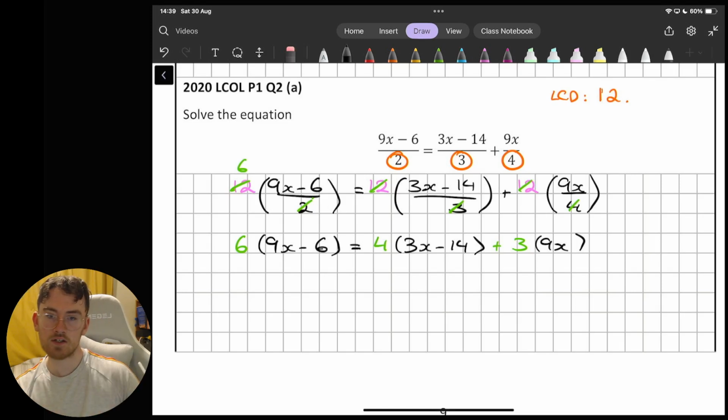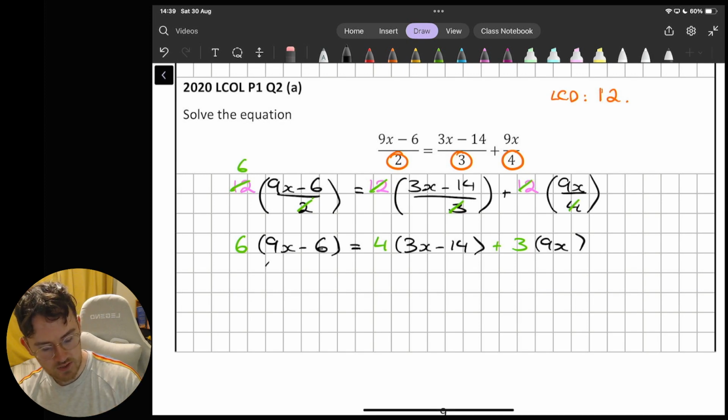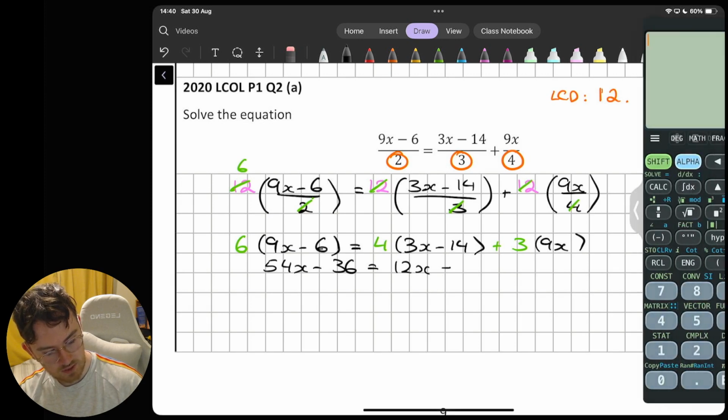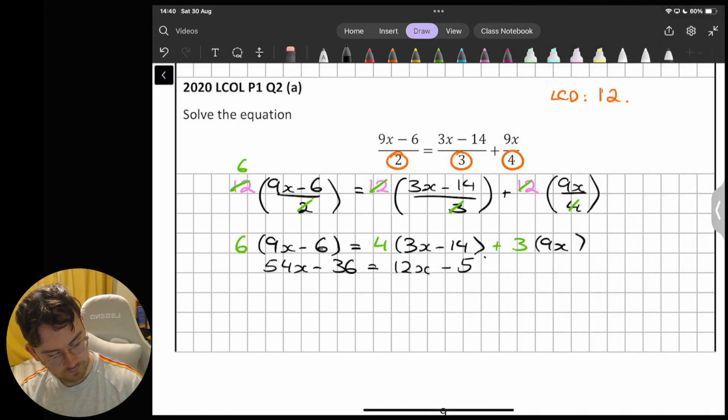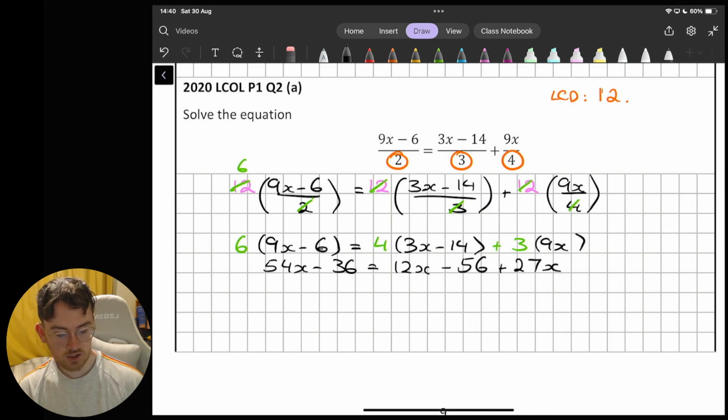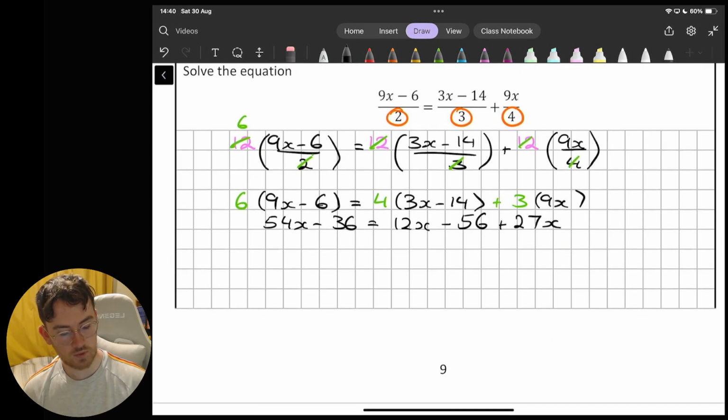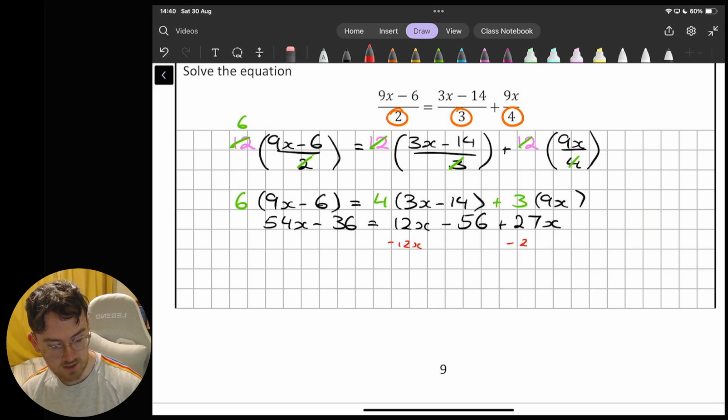Now I'm left with a single equation on one line that I should be able to solve fairly fluently here. So let's put it all together. 54x minus 36 equals 12x minus, let me see, 14 by 4 is 56, plus 27x. Okay, solving an equation as normal, we maybe want to move everything to the one side, arrange it in that way. Remember what I was talking about earlier, talking about inverse operations. What we're really doing here is subtracting x's from this side, doing the same to the other side.